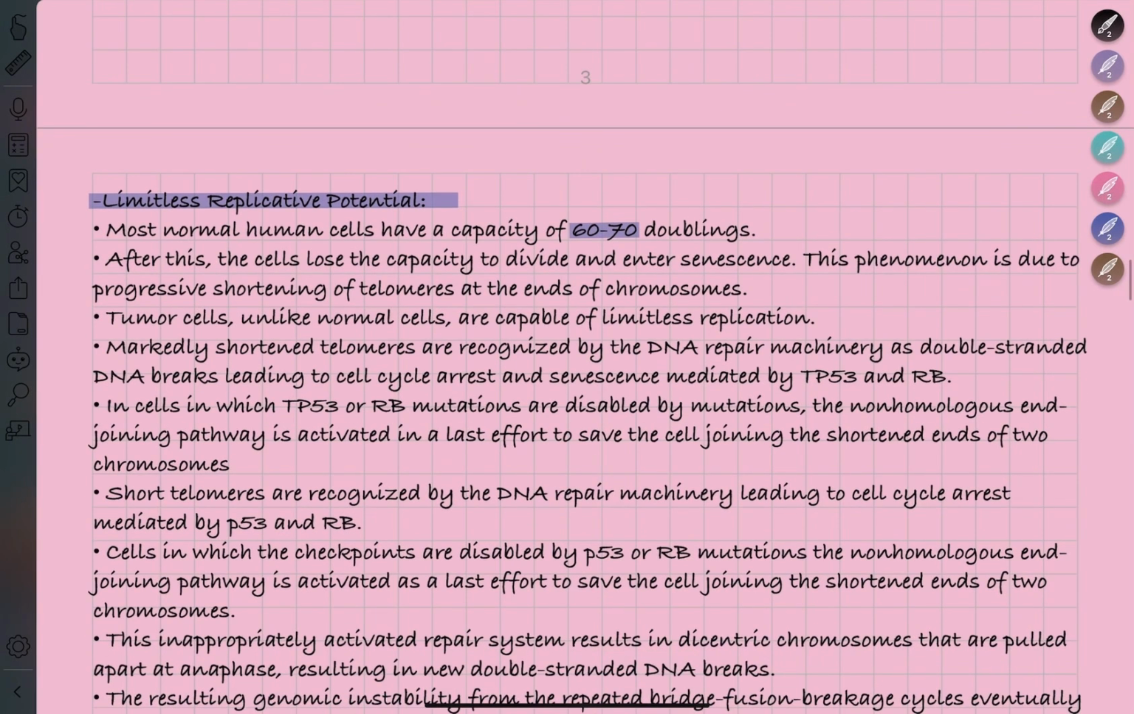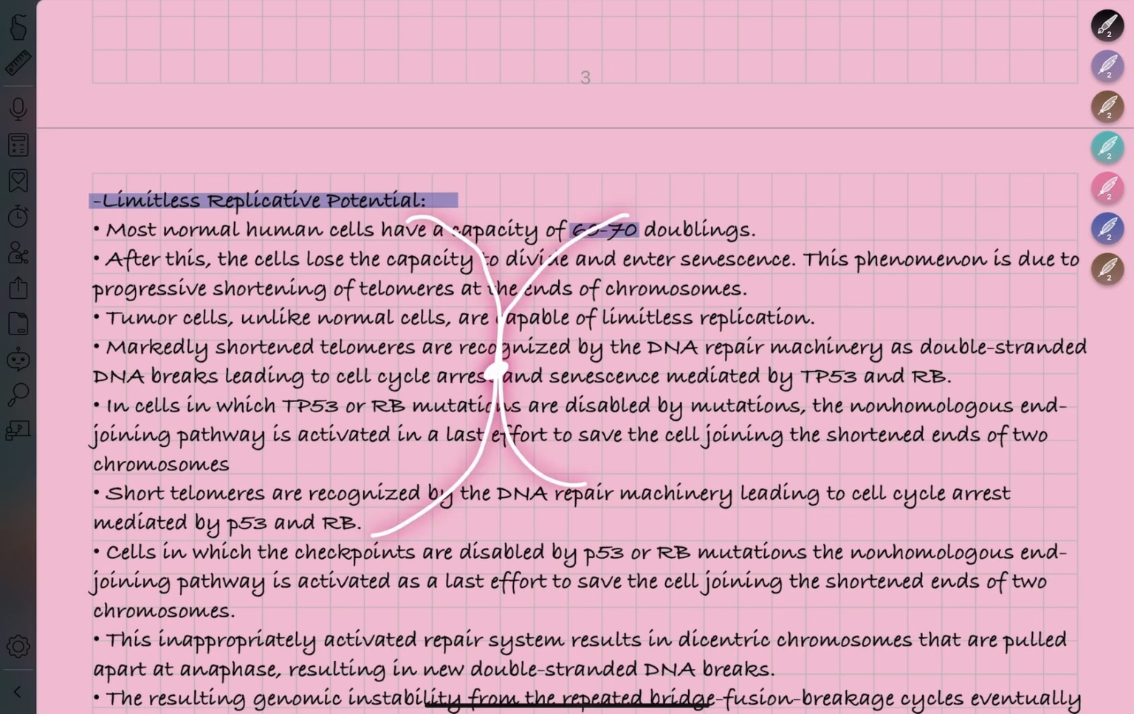Limitless replicative potential. Most normal human cells have a capacity of 60 to 70 doublings. Basically, they can double 60 to 70 times. After this, the cells will lose the capacity to divide and they will enter senescence. This phenomenon is due to the progressive shortening of telomeres at the end of chromosomes. So, what is all this mess? Here, this is a chromosome.